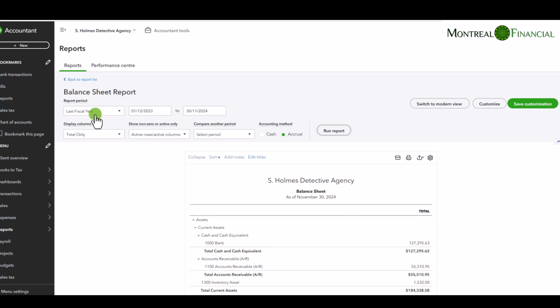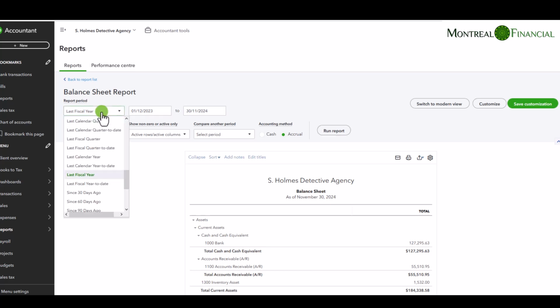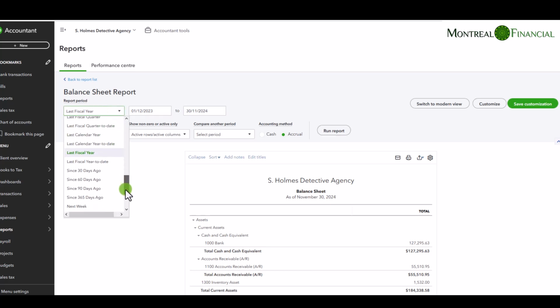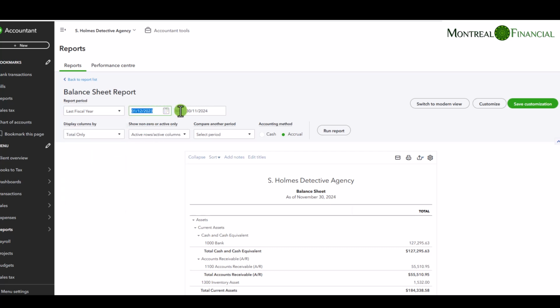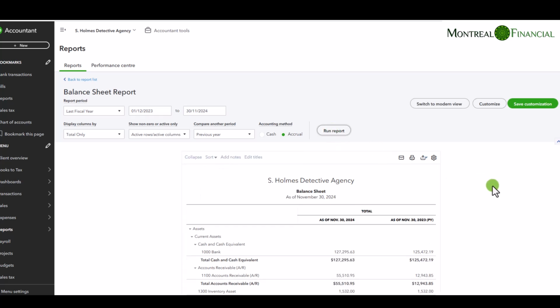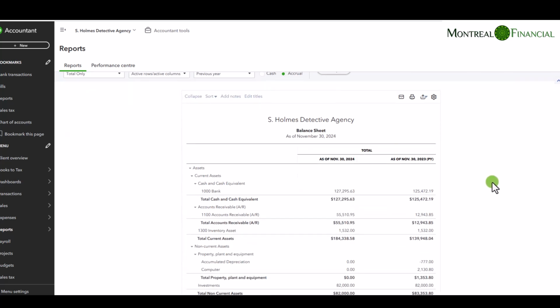The reason I want to choose the last fiscal year is obviously this is the period I am reviewing. This can be done monthly, quarterly, whatever period you are looking at. You would just simply choose the report period from here or enter it directly here. And then you always want to click on Run Report. If you have an upgraded version of QuickBooks, you can also compare it to the previous year. That is useful to see how your balances compare to the previous year.